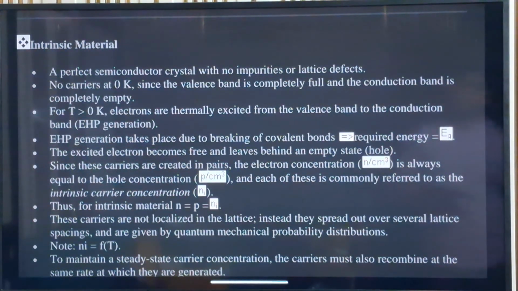Welcome to the second part of the lecture series on semiconductor physics, where we will be continuing from where we left off in part 1 and talking about the types of semiconductor materials. So, intrinsic material is basically pure form of semiconductor material. It should have no impurities, it should have no defects in the lattice structure, and at 0 Kelvin, its valence band should be completely filled and the conduction band completely empty, right?